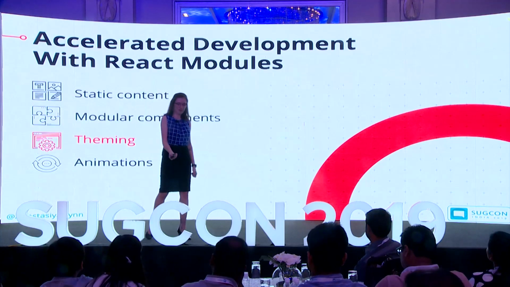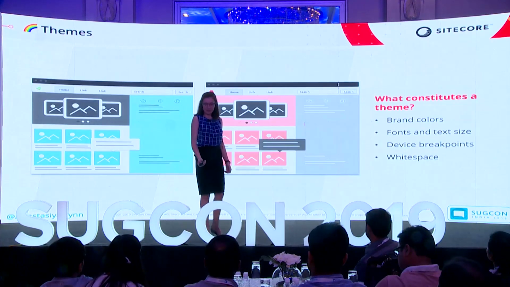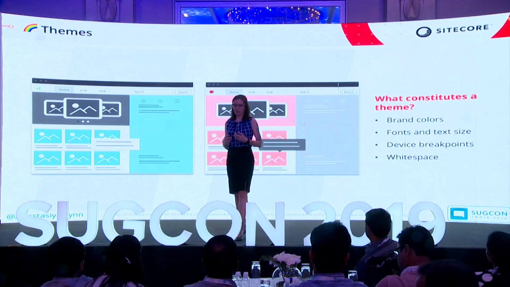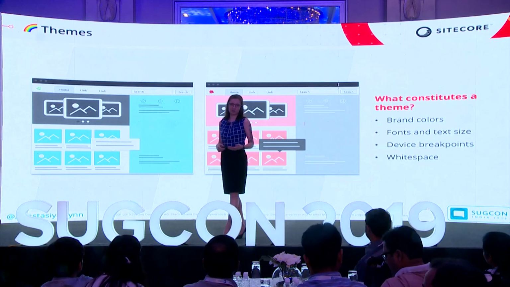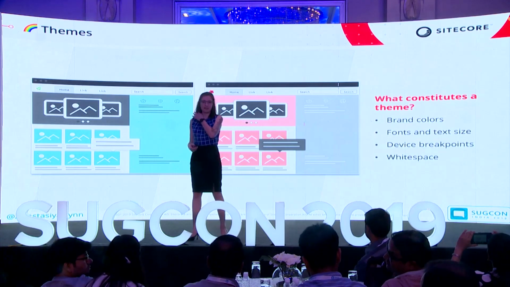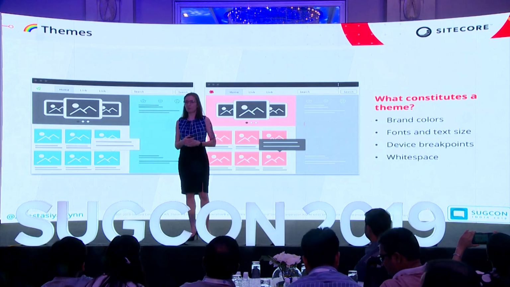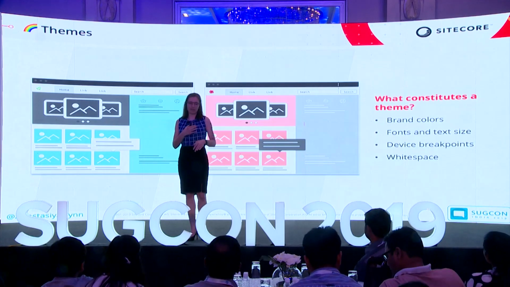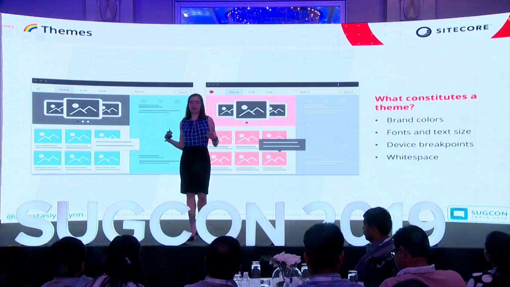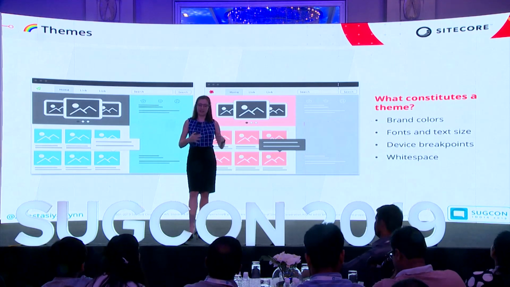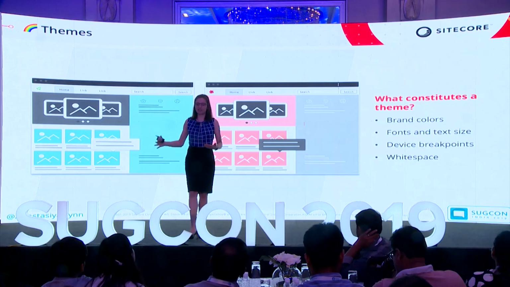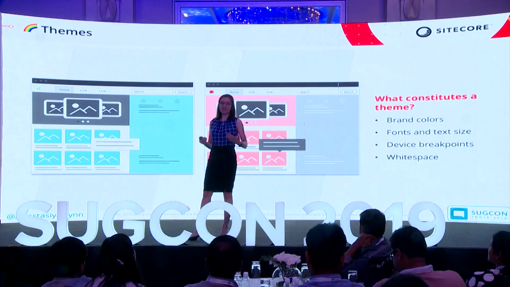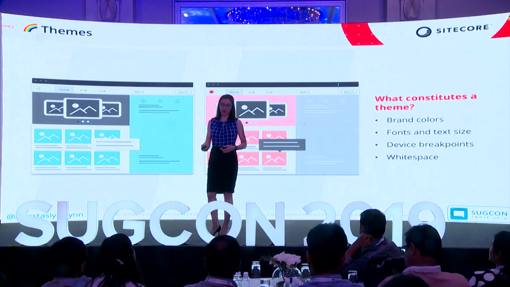All right, let's talk about theming. So theming is like brand colors, fonts and text size, device breakpoints, so anything that controls the look and feel of a site. And I think this is generally applicable for like the big brands, the big umbrella brands that have multiple sites and they just want to change the skins of their brands. So JSS makes this use case simpler as well.